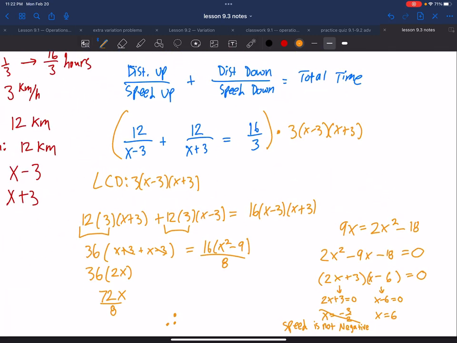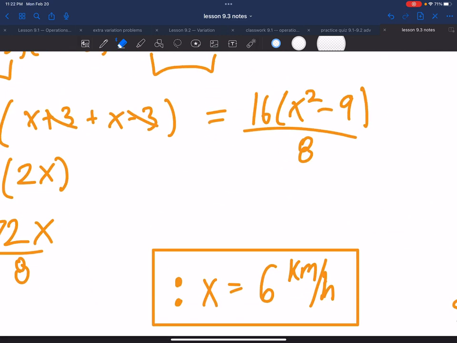Therefore, x equals 6, and it should be kilometers an hour. That's the speed in still water. Done. Oh my God. I just want the 3 dots to be nicely aligned.